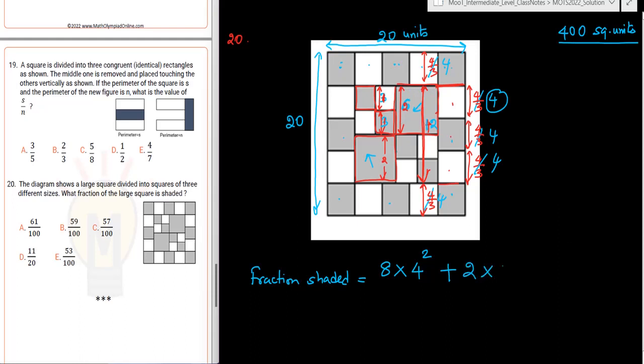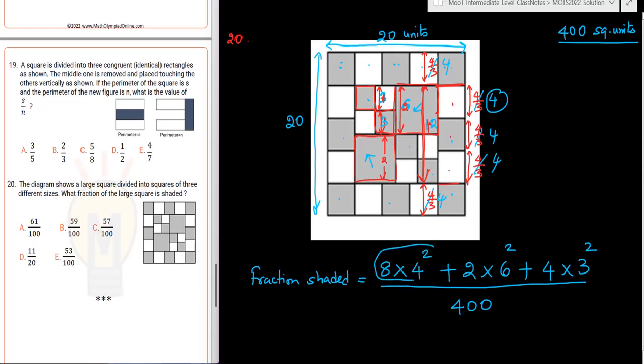So 2 times 6 square plus the smallest squares, they are 3 units side. So each one will be 3 square units area. I have 1, 2, 3, 4 of them here. So 4 times 3 square. These are the shaded areas divided by the total area, which is 400 square units. So we just have to find this arithmetic. We have to do this and then get the answer.